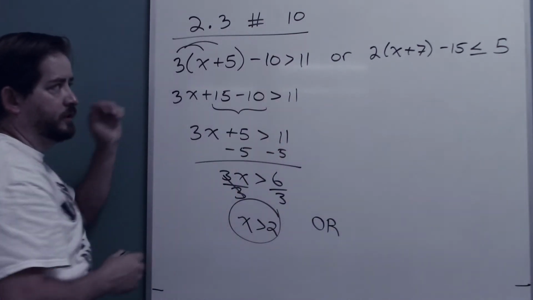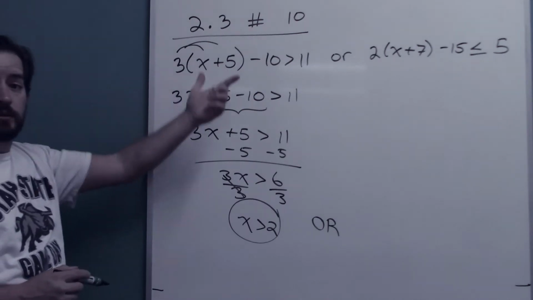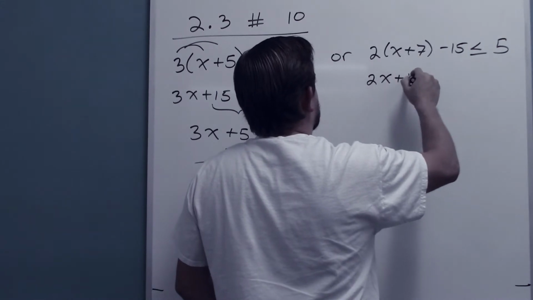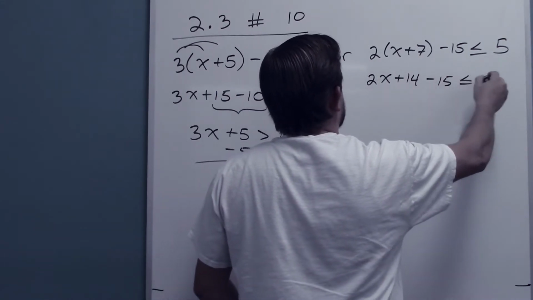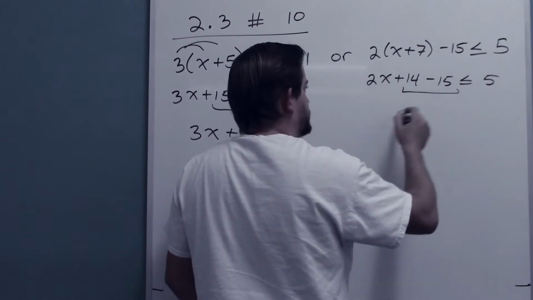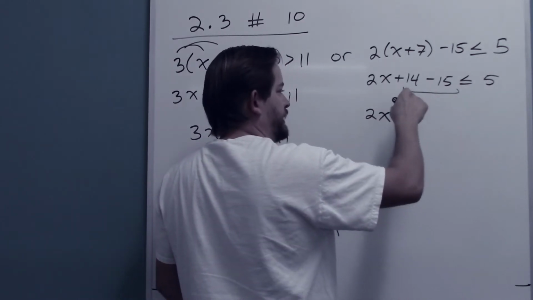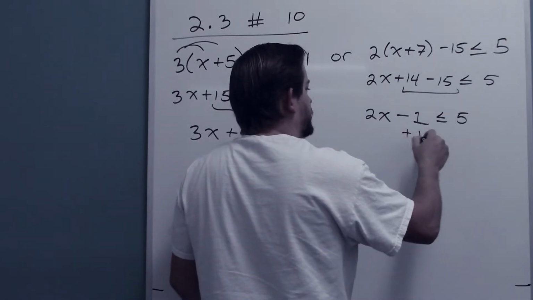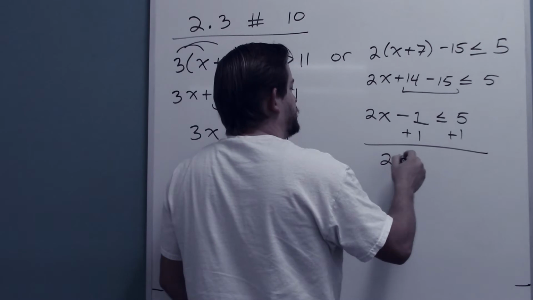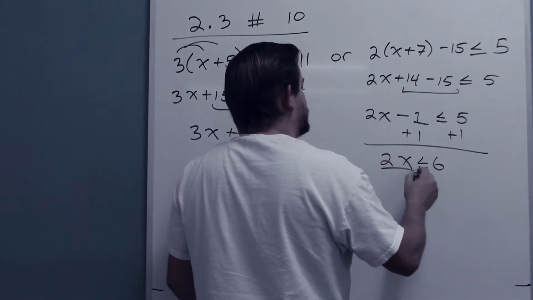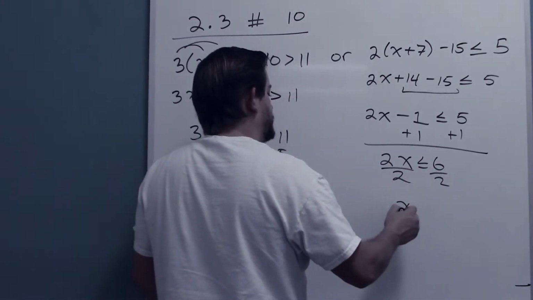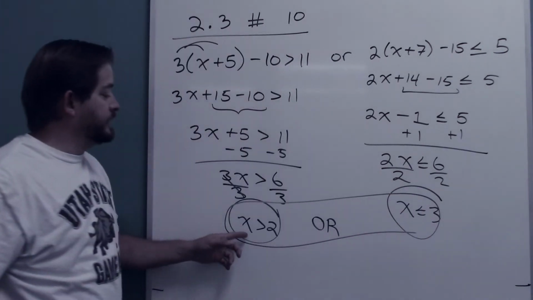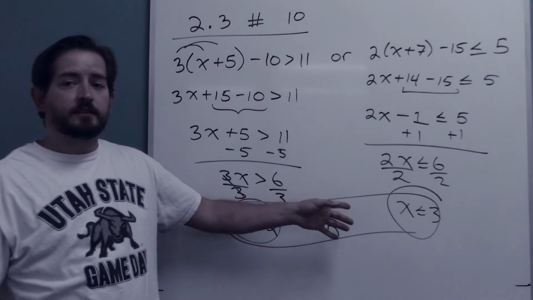Or the result of the other side. So I'll do that one. To distribute the 2, that gives me 2x plus 14 minus 15 is less than or equal to 5. Combining my like terms here, that ends up being minus 1, so 2x minus 1 is less than or equal to 5. Add 1 to both sides, and I have 2x is less than or equal to 6. And then if I divide each side by 2, x is less than or equal to 3. So I have that. X is greater than 2, or x is less than or equal to 3.